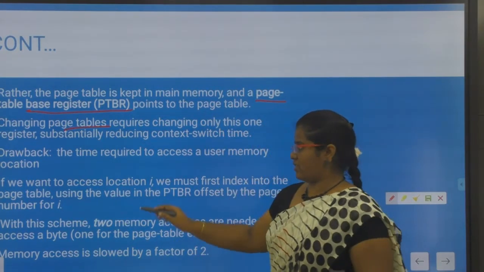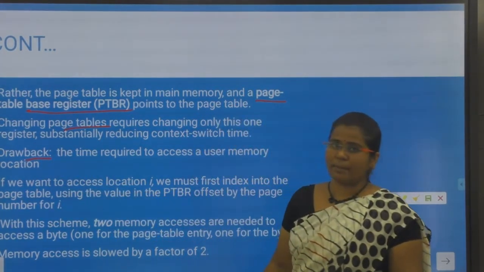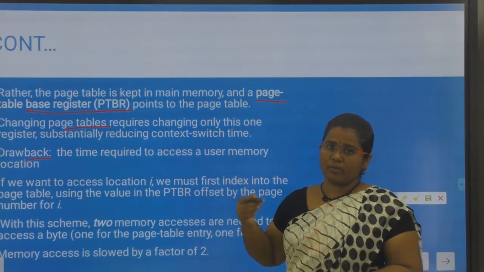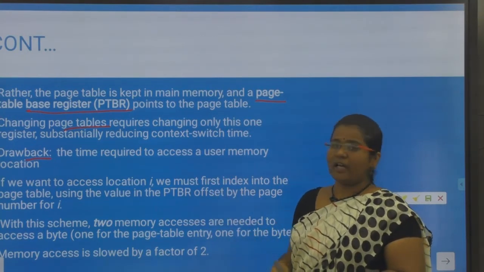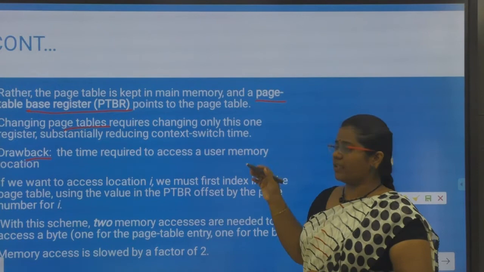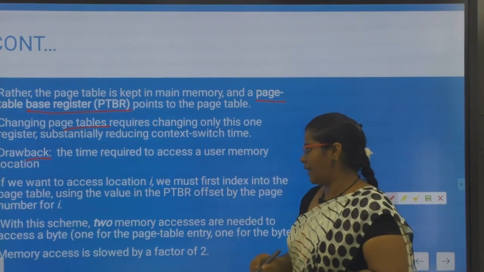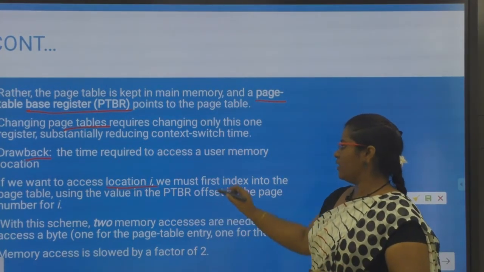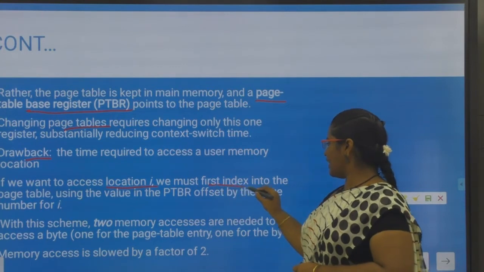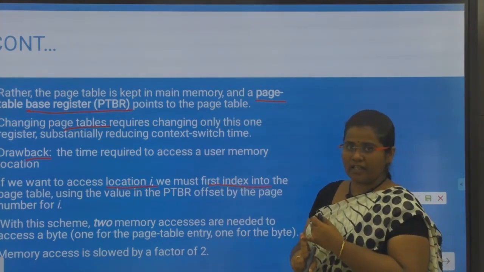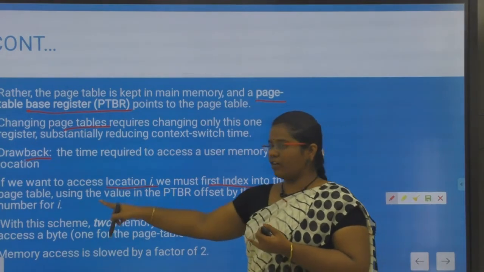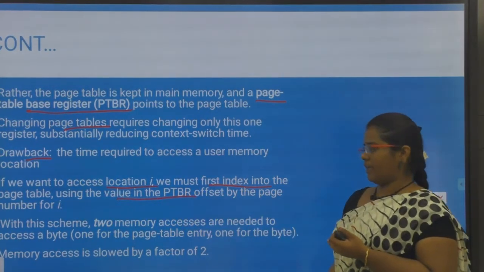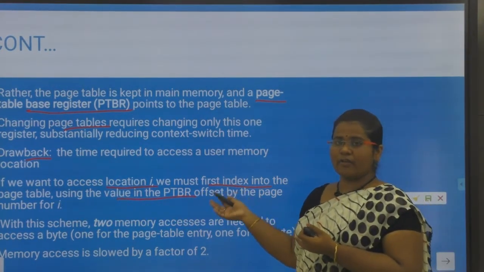The drawback in maintaining the page table base register is that many times you need to refer to your page table, and the access time may be more if you put your page table in main memory. Say, for example, if you want to access a location i, the first thing is to find the index of your page table, and then using that page table index, you need to get the address using the PTBR. So using the page table base register, you will find the page table.